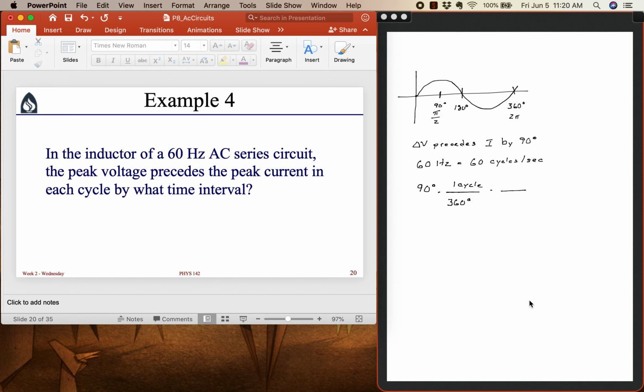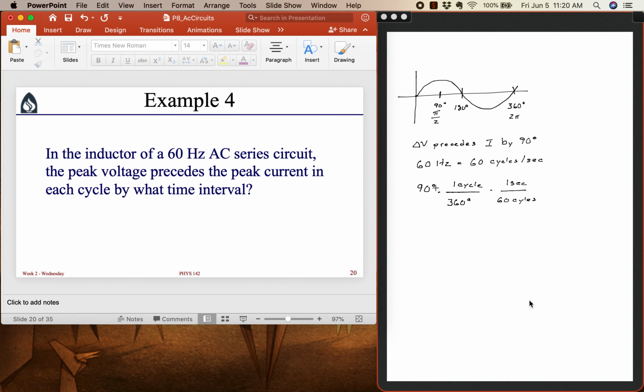And because of the frequency that we're given, we know that 60 cycles occur in 1 second. So the frequency allows us to go from cycles to time, from cycles into seconds. So this is basically like a unit conversion.